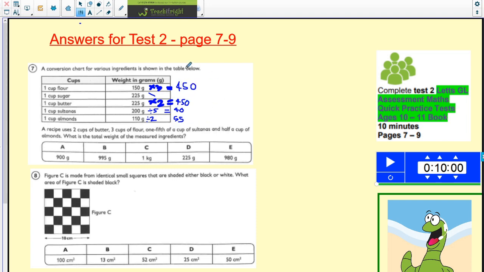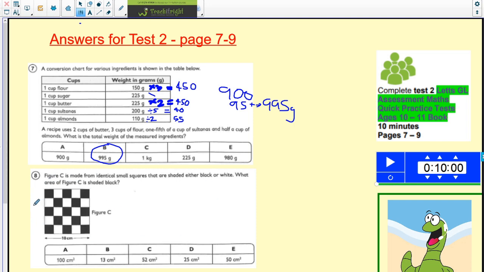Right, now all of these are the weights that we've converted or worked out. We've got to add them together. So 450 plus 450 is 900. And then 40 plus 55 is going to be 95. So 995 is what those add up to. So 995 grams. It's very important. Shall we do our units? Right, so I think the answer there is 995 grams. Good. Just checking my notes. It is.